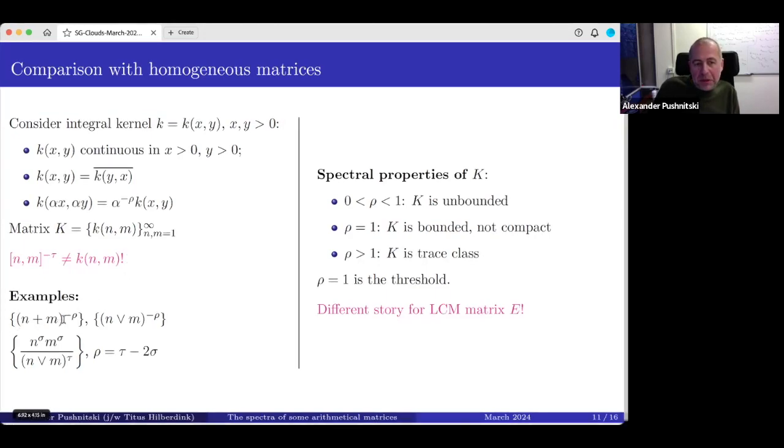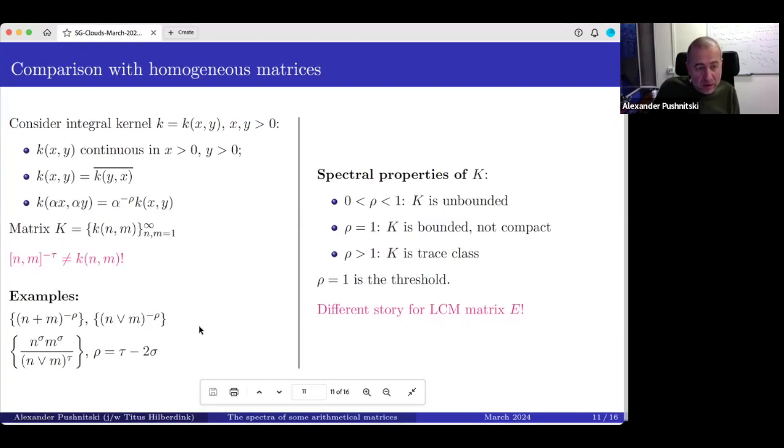For example, the Hilbert matrix, its scaled version, is in this category with rho as a power. And this is the matrix depending on the maximum of n and m, and this is its scaled variant. So this is a bit like the additive variant of the matrix E that I considered on the previous slide. Instead of the LCM downstairs, I have the maximum, right? So it's the additive version of LCM.